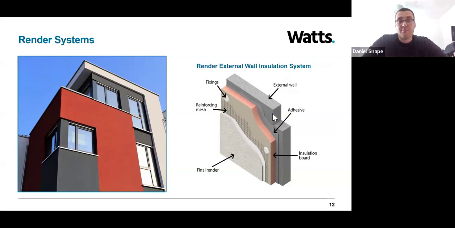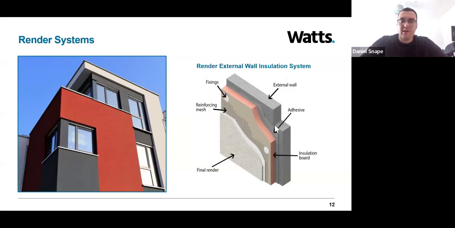It can also provide protective properties to the substrate beneath, and it can actually improve a building's thermal and acoustic performance as well, due to creating that additional layer. Now, something that's becoming more and more popular in the UK is external wall insulation systems, which we briefly touched on in the last slide. The image on the right basically shows a typical build-up with a render finish.